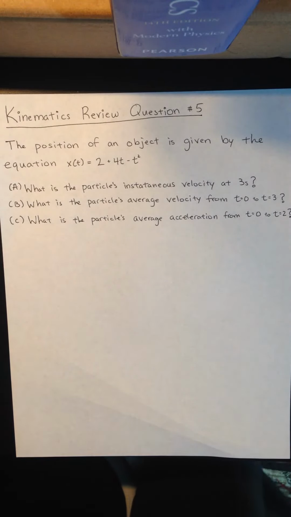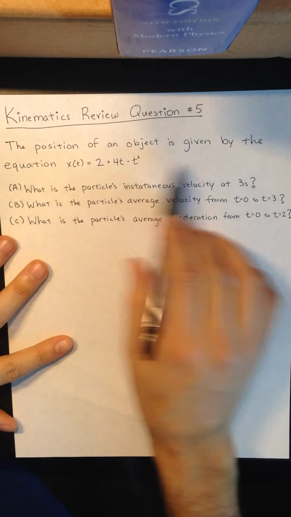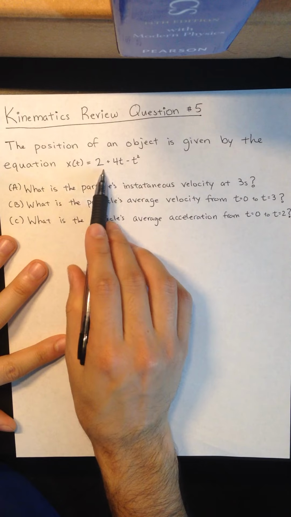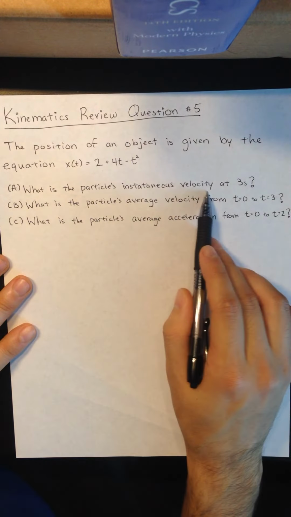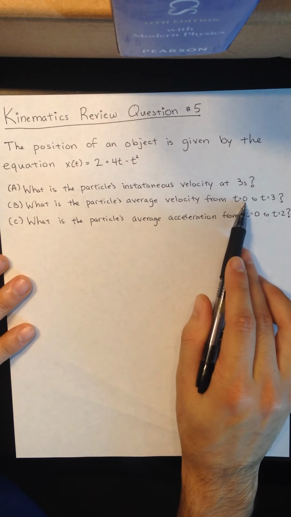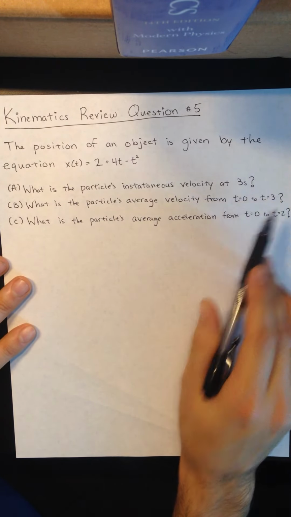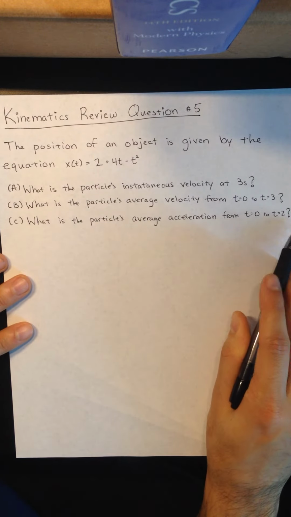Okay, so this is the last review for kinematics. The position of an object is given by the equation position over time equals 2 plus 4t minus t squared. What is the particle's instantaneous velocity at 3 seconds? What is the particle's average velocity from t equals 0 to t equals 3 seconds? And what is the particle's average acceleration from t equals 0 to t equals 2 seconds?